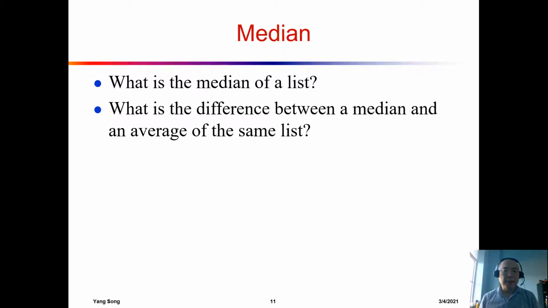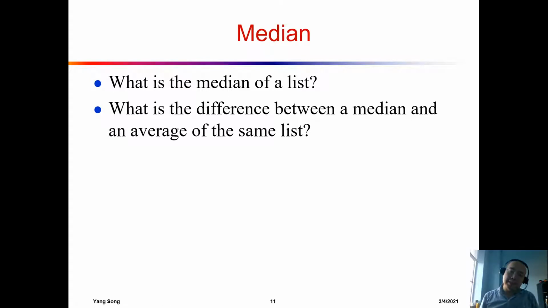Okay, let's continue. Here are some very quick questions just to make sure that we are on the same page. What is the median of a list? The median is if we sort all the values from low to high, and then whatever is in the middle should be the median, right? And then the next question, what's the difference between the median and the average of the same list?